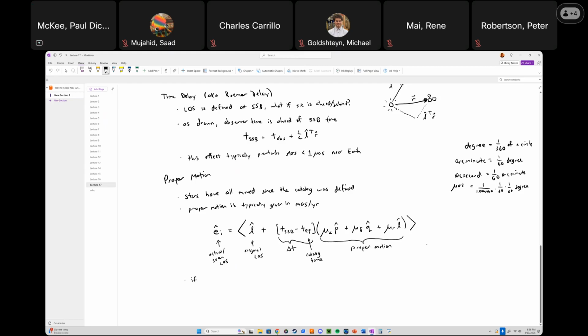If radial proper motion is not known, it is generally safe to neglect.